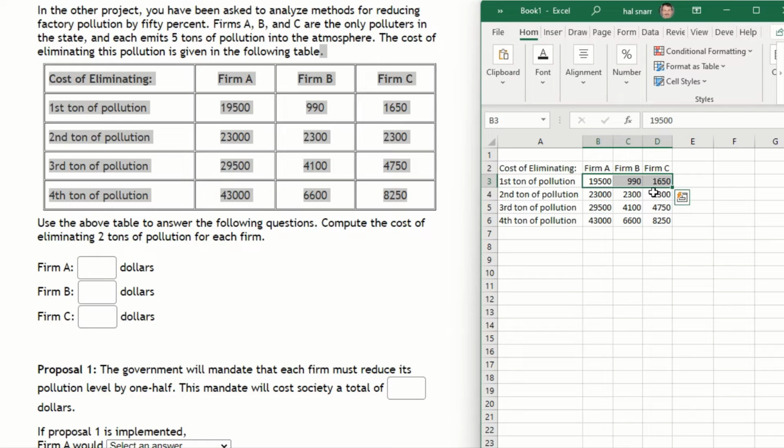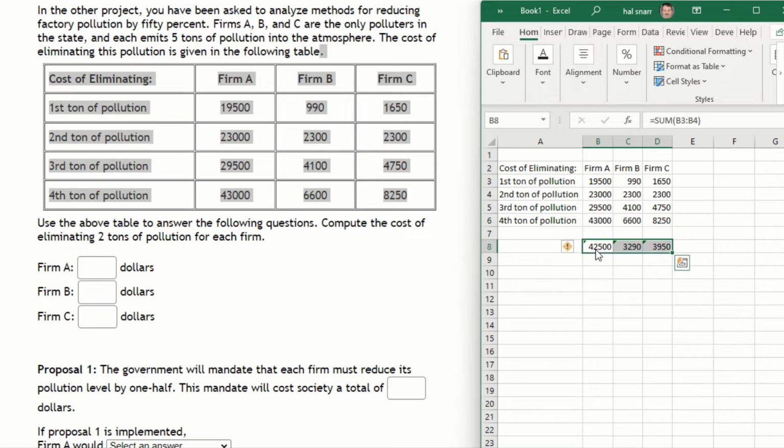So that very first unit of pollution is going to be cheaper than, say, the 100th ton of pollution reduction, right? So that's why these numbers are increasing for each firm, right? So the cost for firm A to reduce pollution by 2 tons is going to just be the sum of these first 2 boxes, right? And the same thing for firm B and C, right?